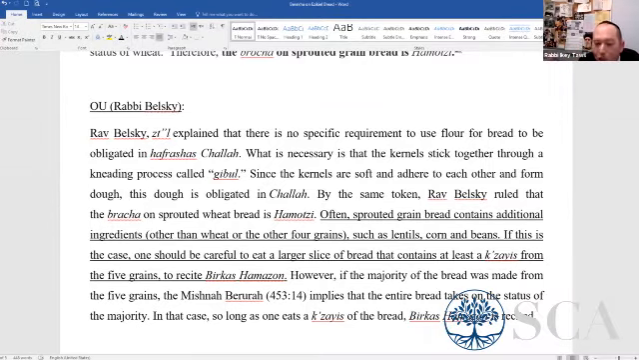Let's take an example. How many people like ice cream, right? Ice cream sandwich, right? What's the beracha on an ice cream sandwich? We talk about this for years.